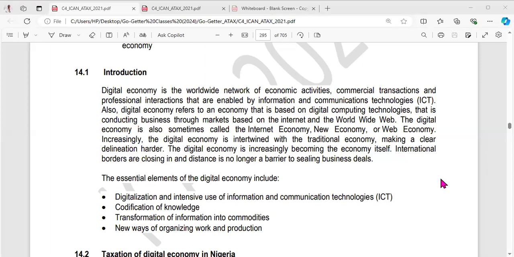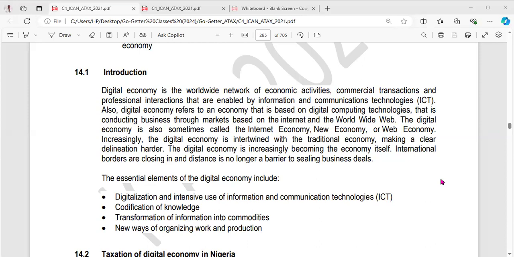The elements of the digital economy include digitalization and intensive use of information and communication technologies. For example, we are having an online class. What are some of the digital information technology tools we are using? We're using the computer, the internet. Most of us are using Zoom. And this video will be translated to us via email, and you'll be watching it by clicking a YouTube link.